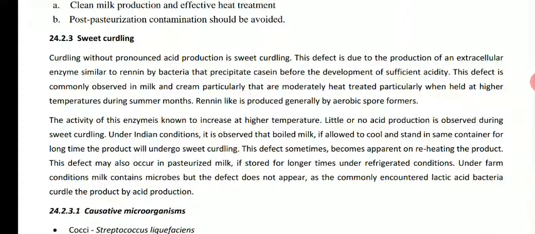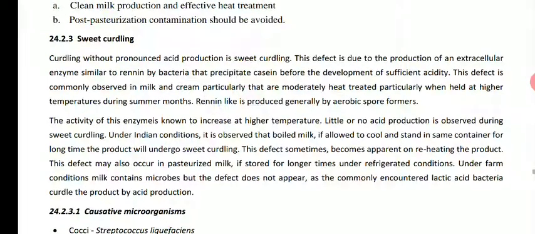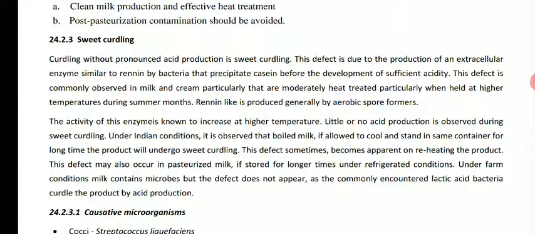Curdling without pronounced acid production is sweet curdling. Okay. So this defect is due to the production of an extracellular enzyme similar to rennin by bacteria that precipitate casein before development of sufficient acidity. Okay, so what is curdling? Curdling without pronounced acid production is sweet curdling. This defect is due to production of extracellular enzymes similar to rennin by bacteria, which precipitate casein before development of sufficient acidity.